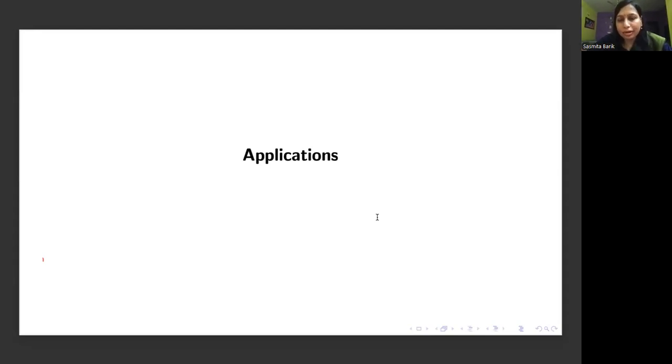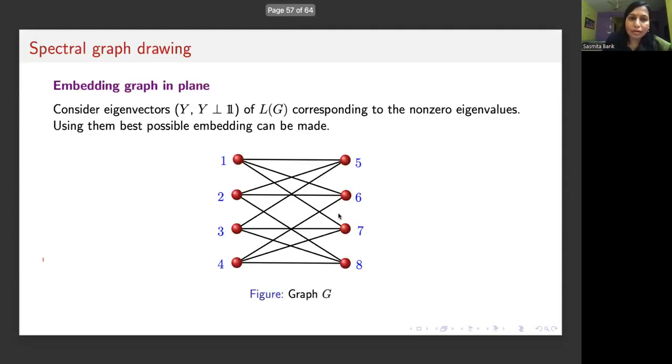I'll just tell you one small example of how things are done, though it's done computationally for larger matrices and for many purposes. So one small example that I would like to give here. This is one application, that is spectral graph drawing, we say. Embedding a graph on a plane or on a surface.